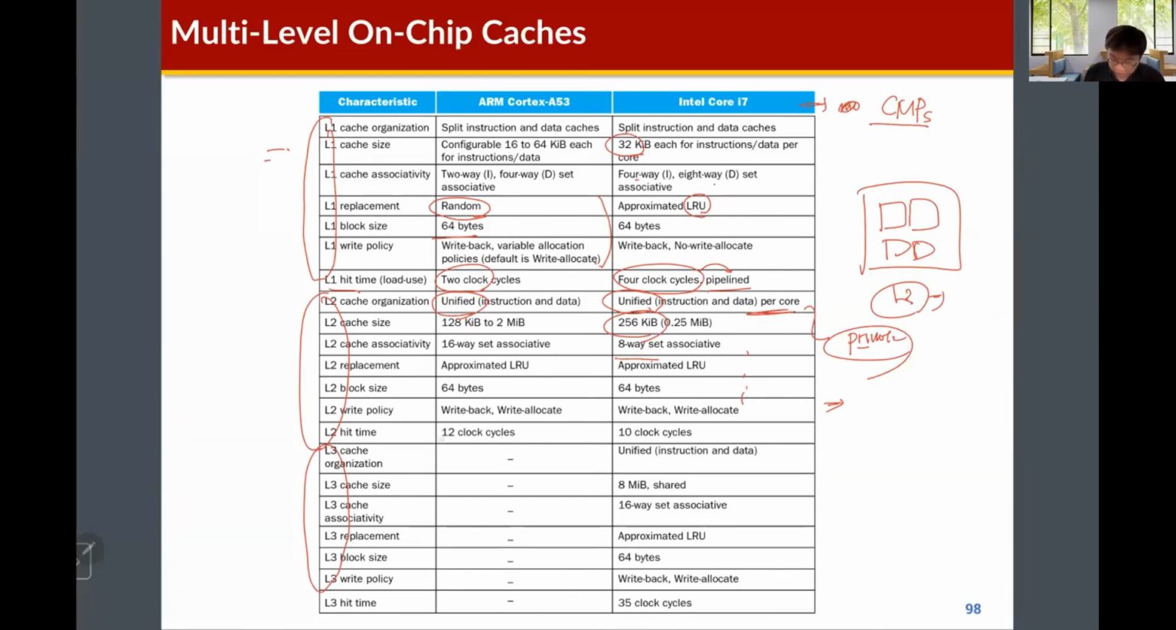You can find the hit time for L2 caches is like 12 and 10 cycles. And how about the L3? L3 is very large, and you can find that it's a shared cache. In a multi-core architecture, usually the L3 cache is the shared cache, as I explained. And if you see the associativity in the level 3 cache, it's 16-way. The associativity is also high, as I already explained. And the hit time is longer because the level 3 cache is very large.